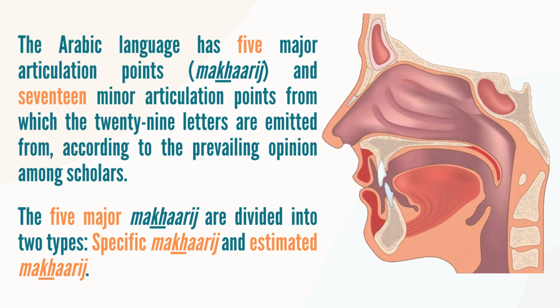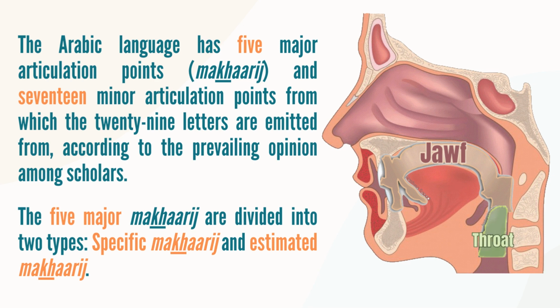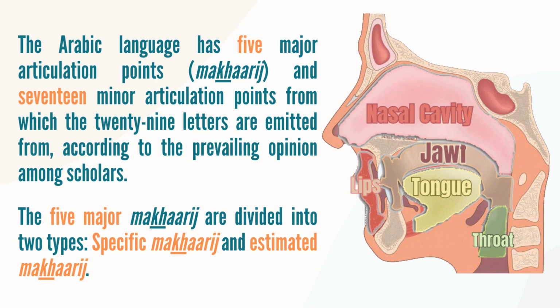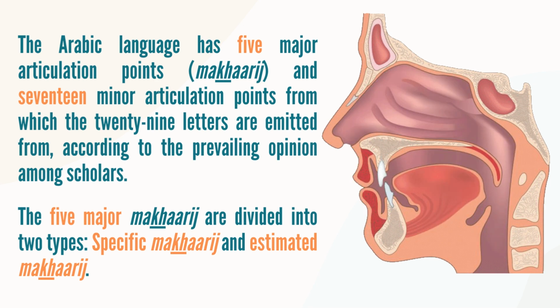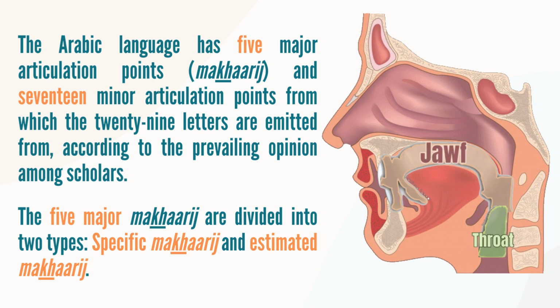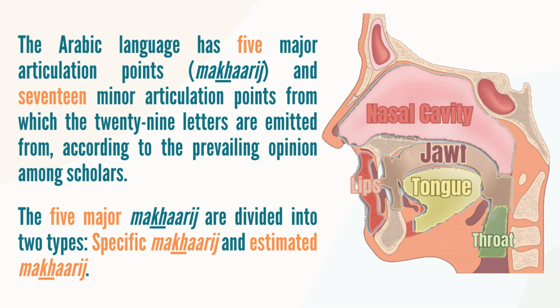From a linguistic perspective, the term makhraj, which is the single form of makharij, refers to the point of articulation where a letter's sound is emitted. Technically, it signifies the specific location in the vocal tract where the sound of a letter is produced and discerned from other letters.